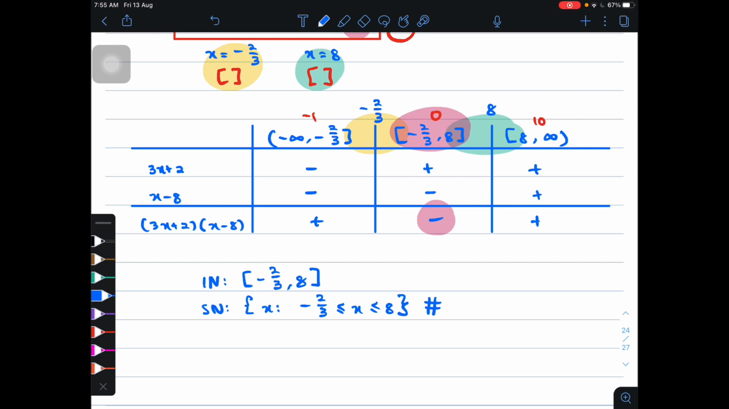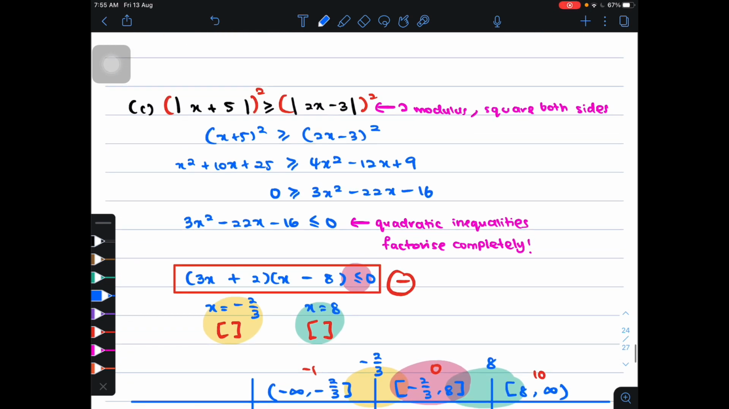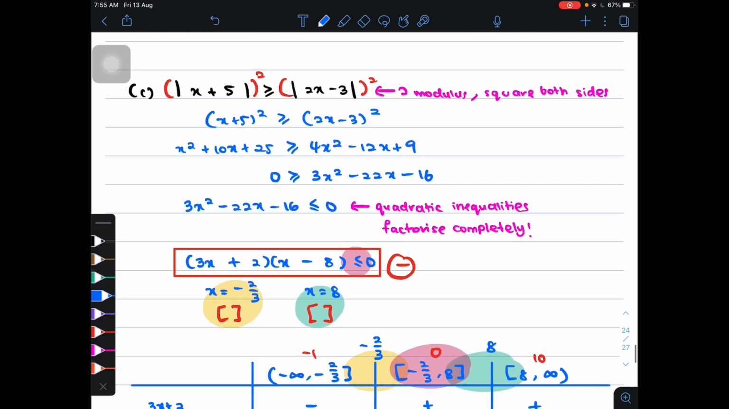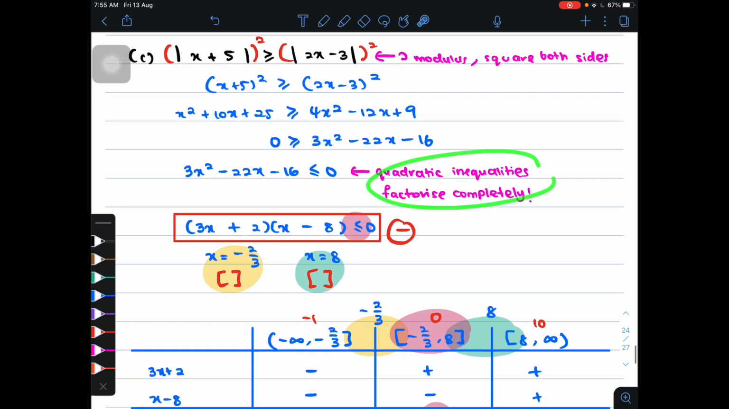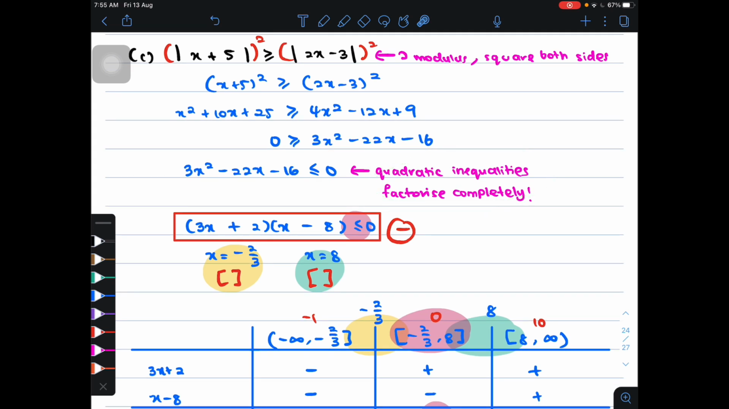And that's how we solve for this question. See, whenever you have two modulus, you need to square both sides and then see what you have. If you have quadratic, you need to do TOS. If you have ratio inequalities, you need to do TOS. But you only have linear inequalities, then just use number line.